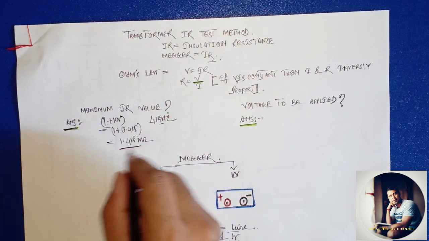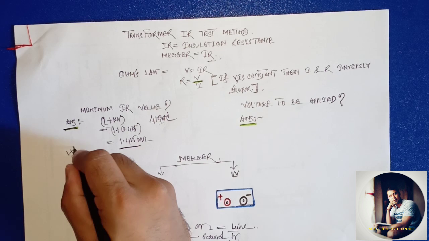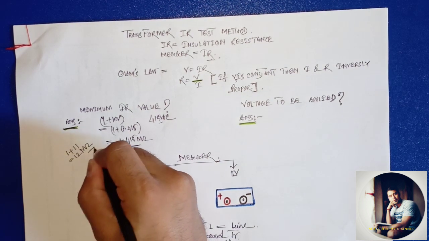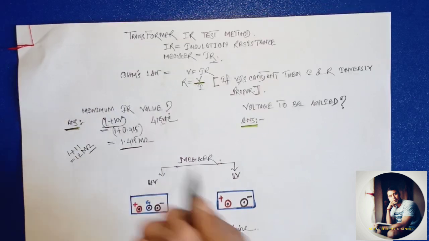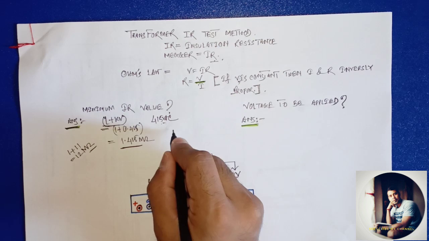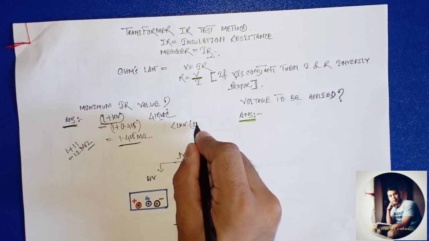Similarly, if we want the minimum value for an 11 kV system, simply 1 plus 11 equal to 12, so 12 mega ohm. So here is a thumb rule. Friends, there is another thumb rule. We all know that for system voltage less than 1 kV, it should be 1 mega ohm.